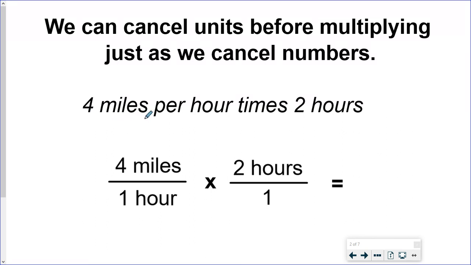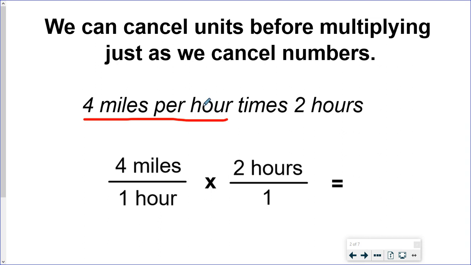Here I've got 4 miles per hour. Someone is going to travel at 4 miles per hour, and I want to multiply that by 2 hours. So what I've done is I've taken the rate, which is right here, 4 miles per hour. That's the unit that we're talking about. So I put 4 miles on top. Anytime you see that word per, that's where the fraction line comes into play.